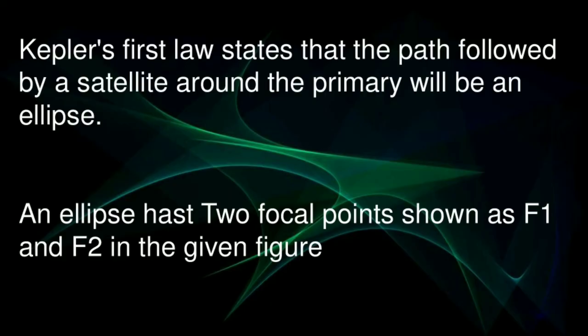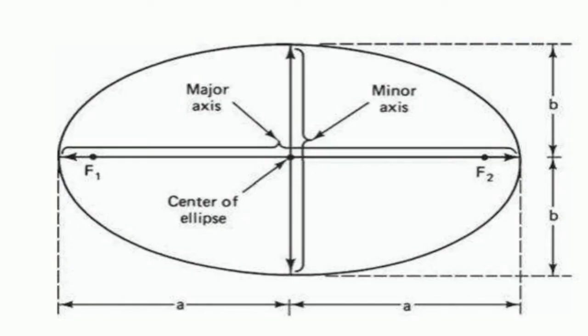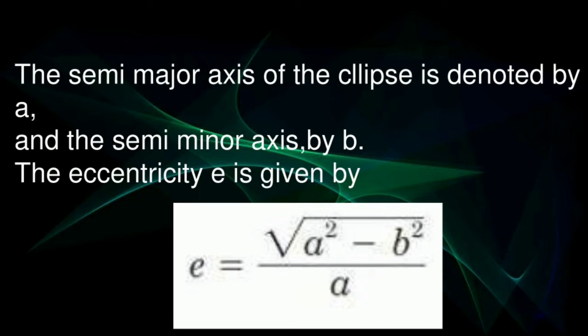So Kepler's first law states that the path followed by a satellite around the primary will be an ellipse. An ellipse has two focal points as shown in the figure as f1 and f2. The semi-major axis of the ellipse is denoted by A and the semi-minor axis by B. So, the eccentricity e is given by under root A square minus B square by A.